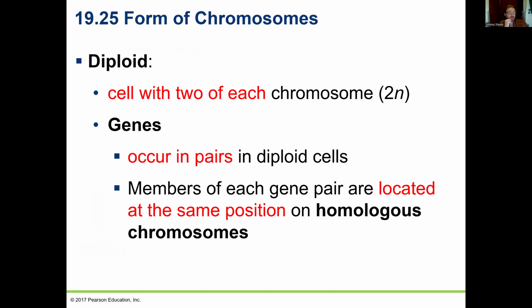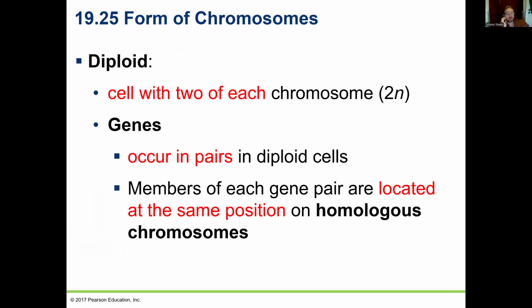Then there are different types of cells that are categorized based off of how much DNA they contain. So a diploid cell has two of each chromosome, 2N, like a somatic cell. A haploid cell only has one copy of the DNA, like a reproductive cell.